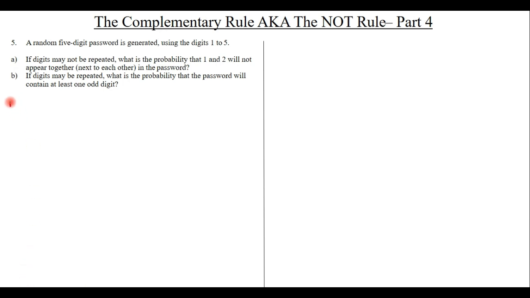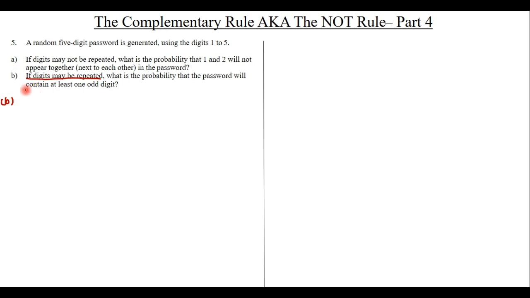So the second question, which is question B, says if digits may be repeated, what is the probability that the password will contain at least an odd digit? So again, if digits may be repeated, what is the probability that the password will contain at least one odd digit?